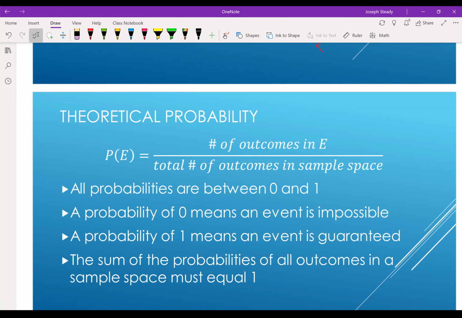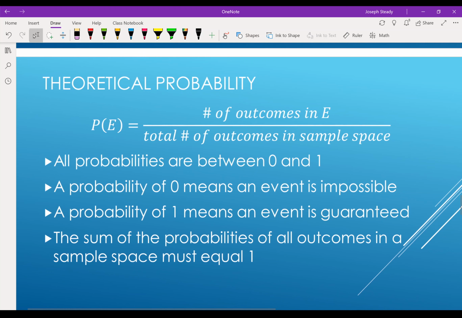The probability we're going to focus on in this lesson is called theoretical probability, which means we aren't flipping a coin a bunch of times to figure out what the chances are of something happening. We are just doing math to figure out what are the chances of something happening. And there are some rules when it comes to theoretical probability. First, all probabilities must be between 0 and 1, or 0 and 100% is another way to think about it.